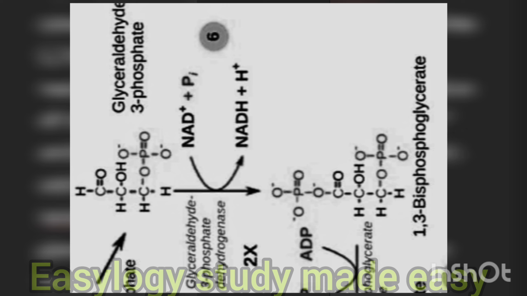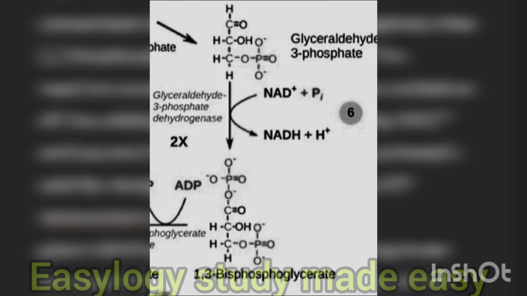Iodoacetate is a potent inhibitor of glyceraldehyde 3-phosphate dehydrogenase because it forms a covalent derivative of the essential SH group of the enzyme active site, rendering it inactive. Step 7. In this step, a high-energy phosphate group is transferred from 1,3-bisphosphoglycerate to ADP. This step is catalyzed by the enzyme phosphoglycerate kinase. The formation of ATP is referred to as substrate-level phosphorylation.